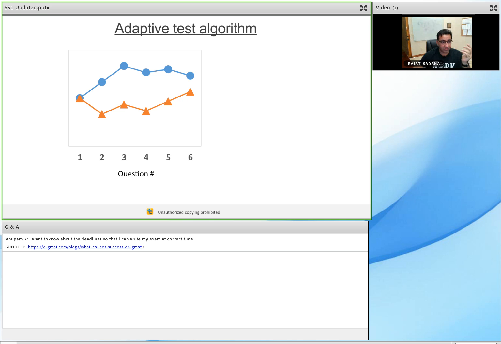And to demonstrate this point, or rather the difference between accuracy and ability, I'm going to simulate an adaptive test. Why? Because the GMAT is an adaptive test. What we have over here is on the y-axis the difficulty level of questions. On the x-axis, you have question numbers. So the higher you go, the more difficult the question becomes.